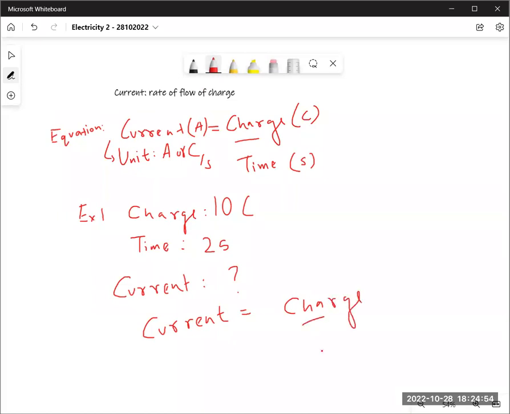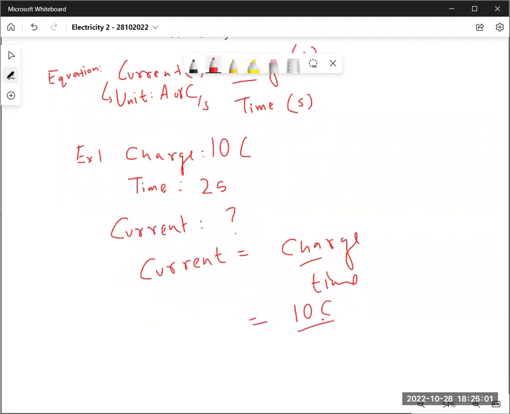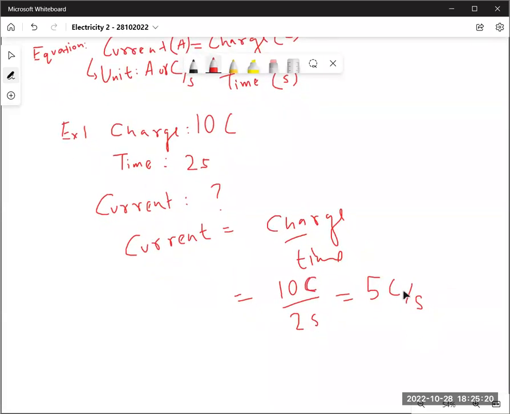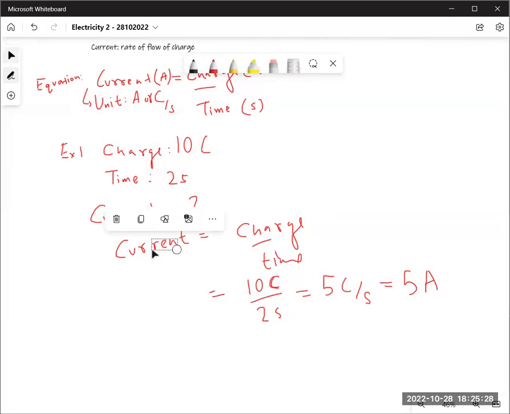So current is charge over time, I know that. But what is the charge? Charge is given as 10 coulomb. And how much is time? 2 seconds. Okay, 2 seconds. So what is the current then? 5 coulomb per second. Because I have coulomb divided by second. But I can also say it is equal to 5 amperes. Is that clear? Any questions?